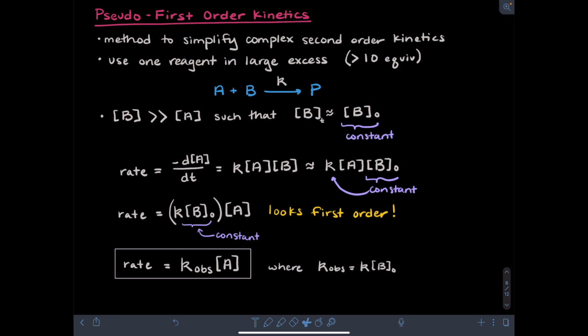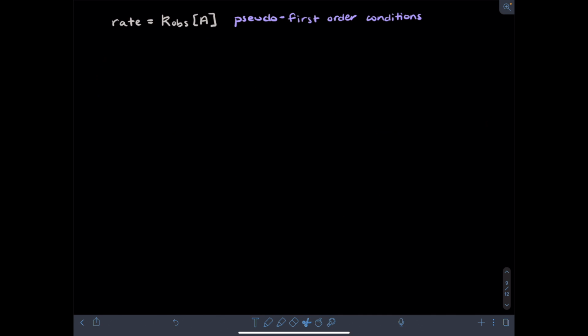You could rewrite this as the rate being equal to k obs times the concentration of A, where k obs is the observed rate constant, and that is taking into account your rate constant k and your concentration of B at time 0 terms. So here's that rate law from before. The rate is equal to the observed rate constant times the concentration of A. We would call these pseudo-first order conditions with respect to A, because our B term disappeared because we assumed it was constant because we had so much B around relative to the amount of A.